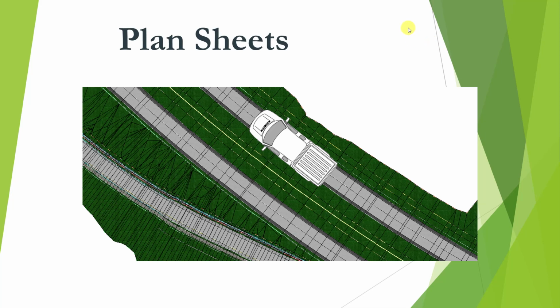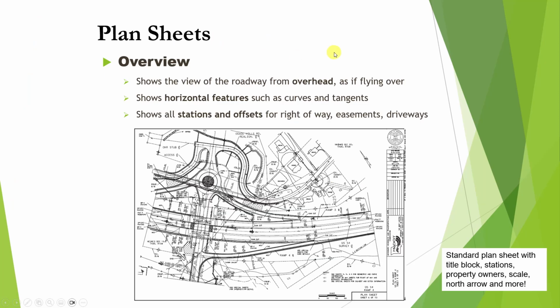This video is the plan sheet video, goes along with the plans reading class. You can see we're going to talk about plan sheets now, and you'll see that we're looking down on the project. So we have our edge of pavement, shoulders, end conditions, our ground, and a vehicle on it. Rather large vehicle. Okay, the overview shows the view of the roadway from overhead as if flying over.